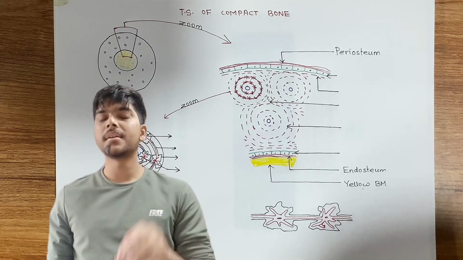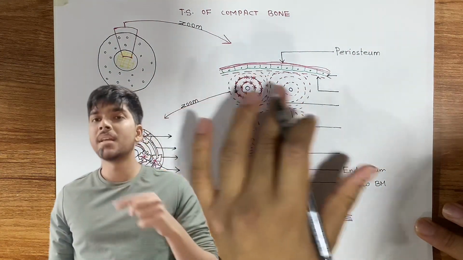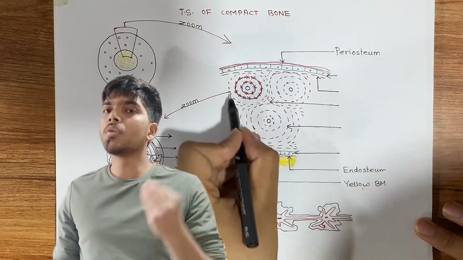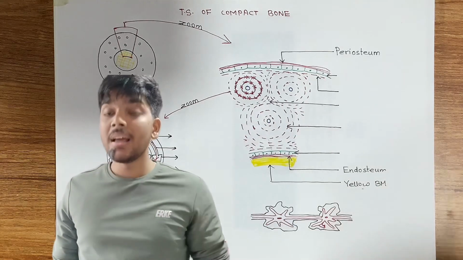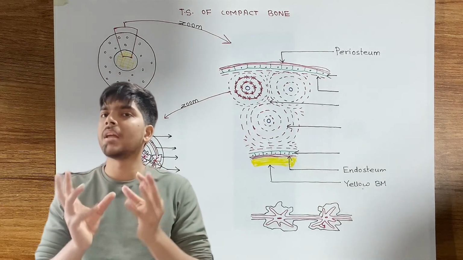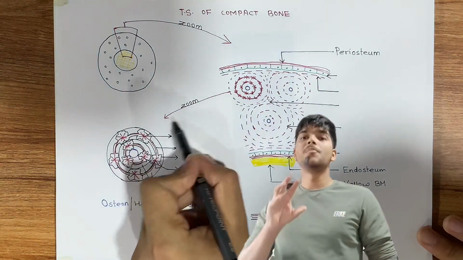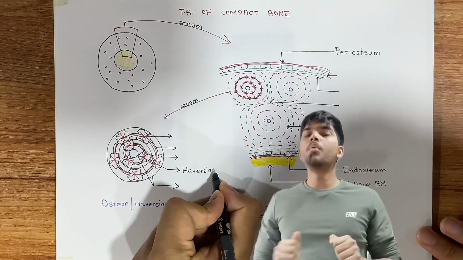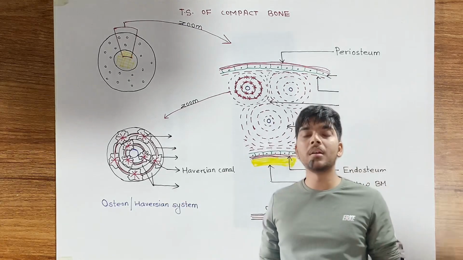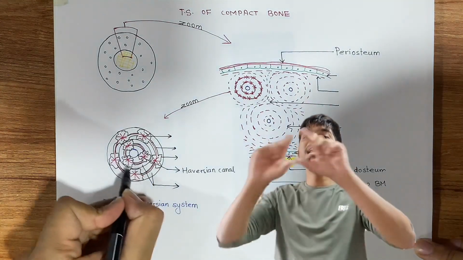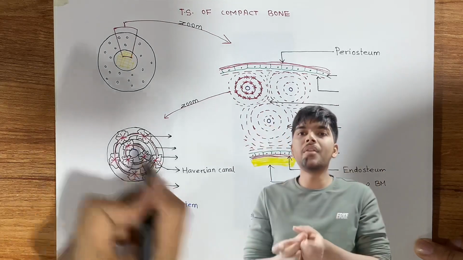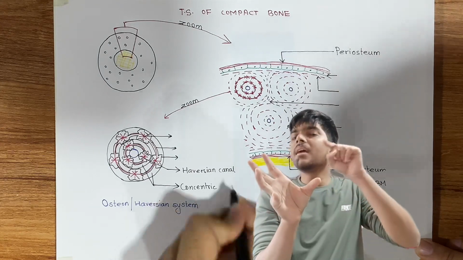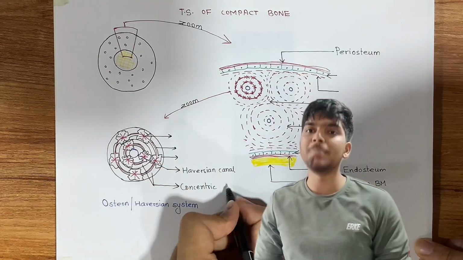This particular structure, that is Haversian canal surrounded by osteocytes in concentric rings, is known as osteon or Haversian system. But this is not what the Haversian system actually is. The Haversian system actually looks something like this. There's your Haversian canal in the middle. Surrounding the Haversian canal is the bony matrix. But the bony matrix is also present in a peculiar manner. That is, the bony matrix is present in rings, and these rings are concentric. Surrounding this Haversian canal are concentric rings of matrix called concentric lamella.